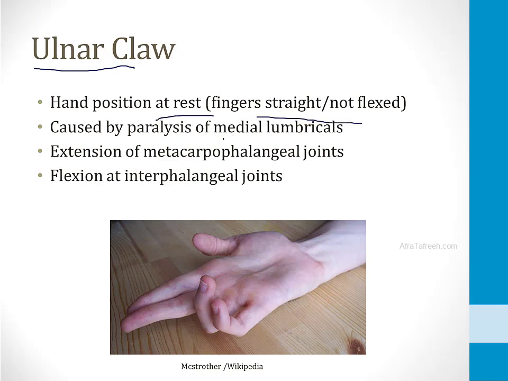Because of paralysis of the medial lumbricals, which are the lumbricals closest to the little finger, there will be extension of the MCP joints and flexion at the IP joints, and that will give an appearance like what's shown on the screen here, which is called the ulnar claw. And you don't need to memorize this, just notice that this patient's fingers are at rest and the patient is trying to extend their fingers. The fingers that are not functioning normally are near the little finger side, so therefore this must be an ulnar nerve problem.